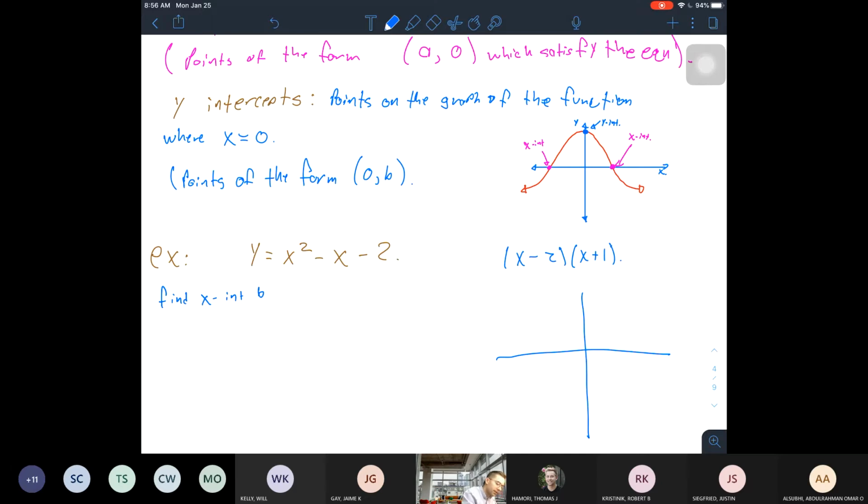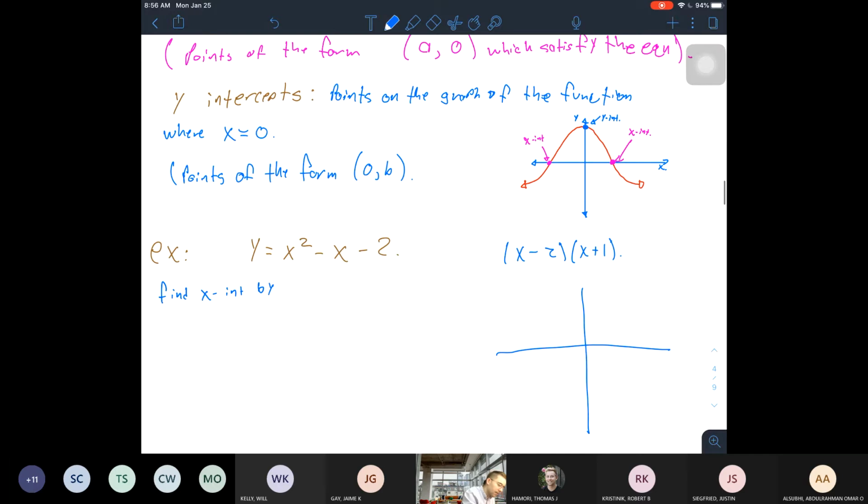We solve for the X-intercepts by plugging in 0 for y. And we find Y-intercepts by plugging in 0 for x.